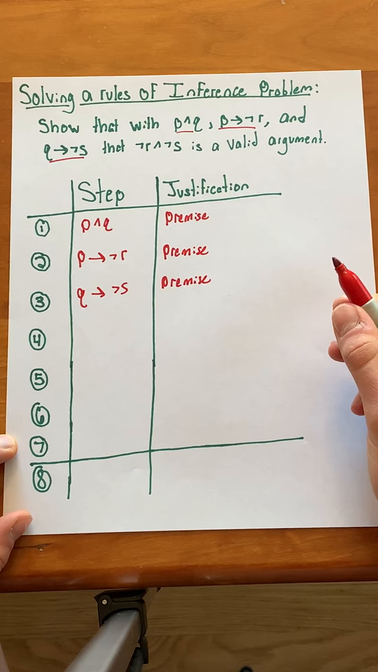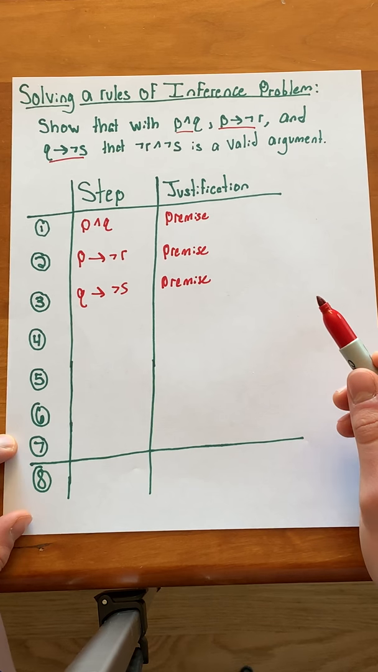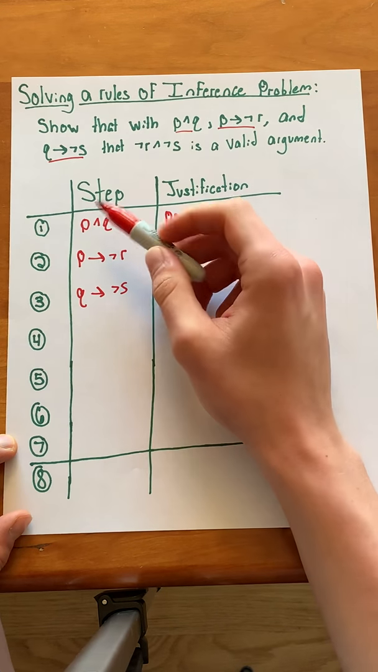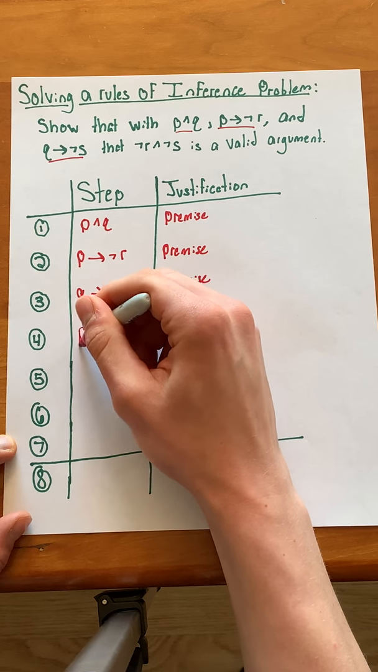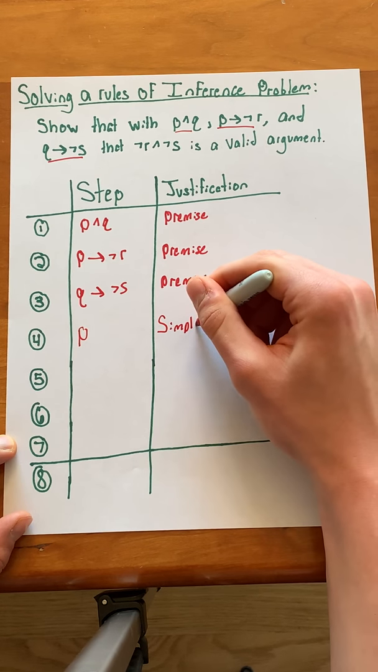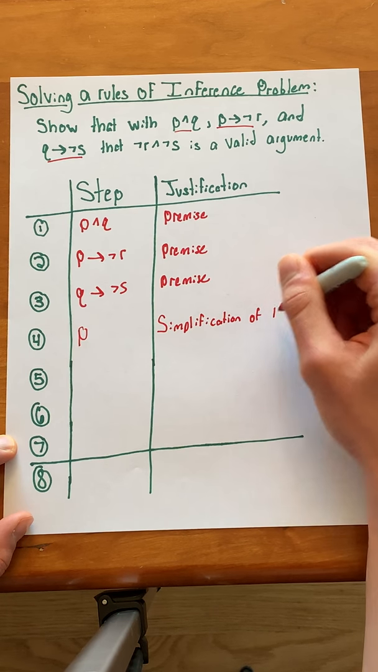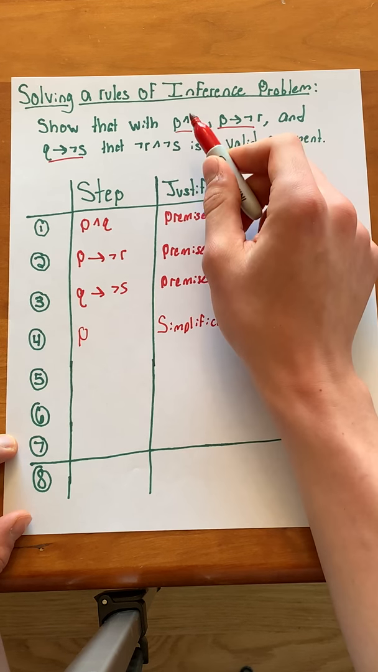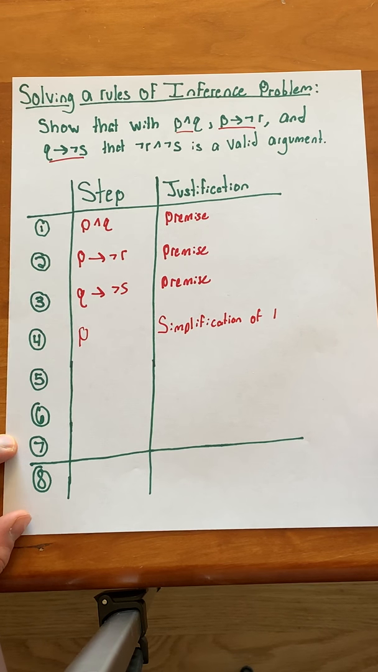Now that we have our premises in place, we want to move towards working that not R and not S is a valid argument. We'll start with our first premise, P and Q. If it's the case that P and Q is true, then we can say that P must be true. This is a simplification of step one. Why does this make sense? Because with a true statement, in order to get true, we must have true and true. If we had true and false or false and false, we would get false.